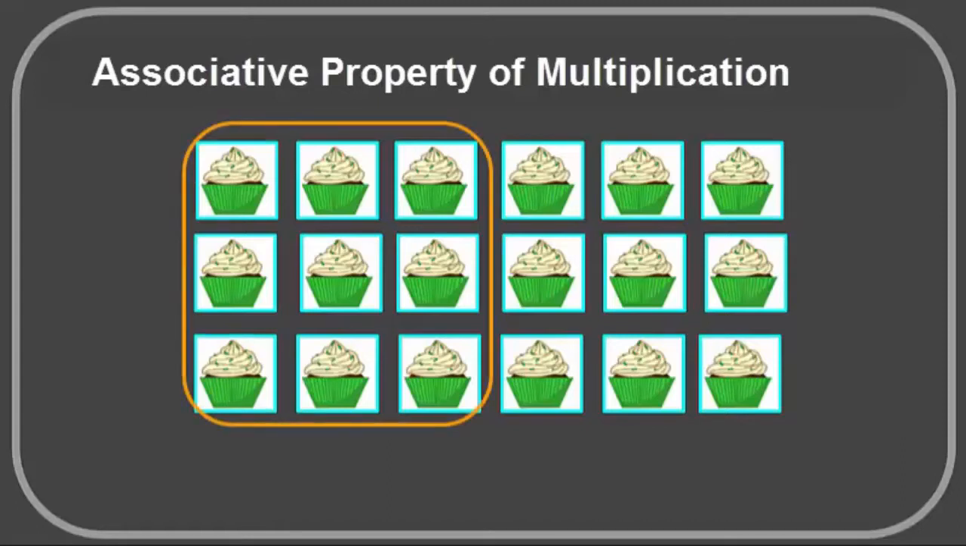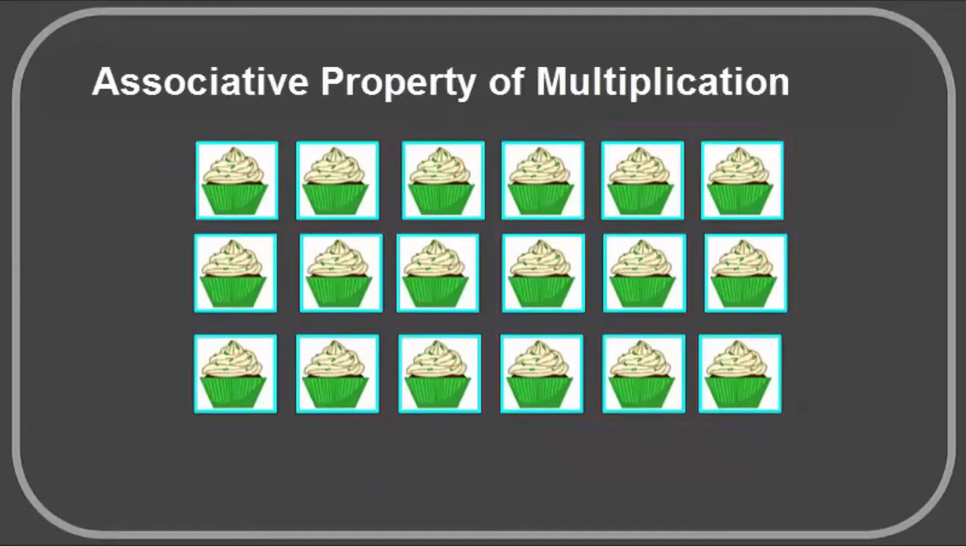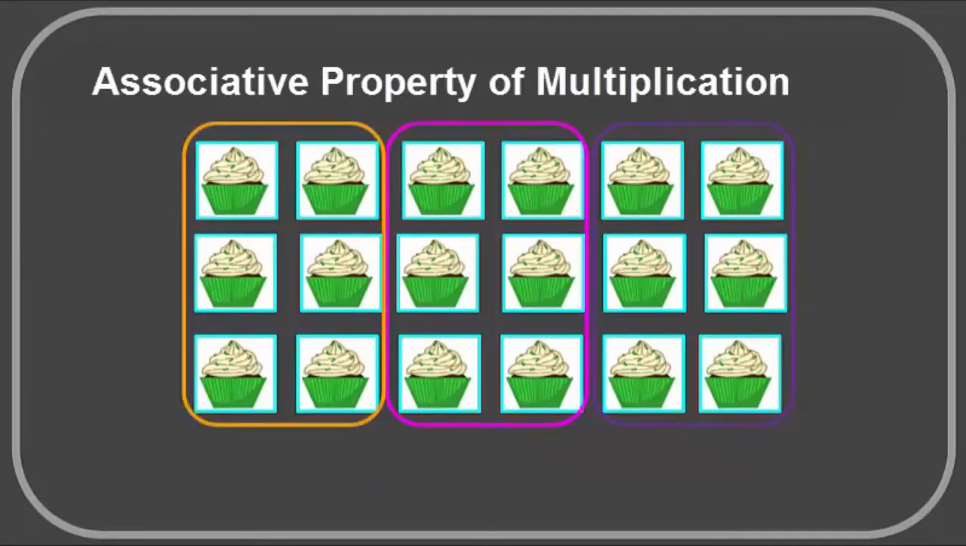If a baker has 18 cupcakes, he could package them into 2 boxes that each contain 3 rows of 3. 3 groups of 3, 2 times equals 18. The baker could also package the cupcakes into 3 boxes. 3 groups of 2, 3 times also equals 18.